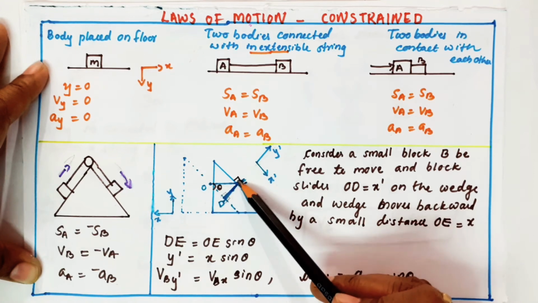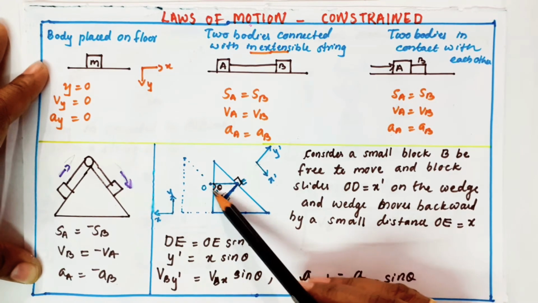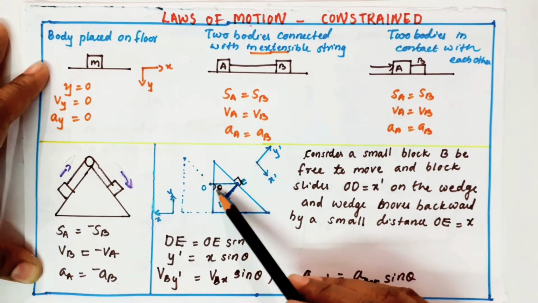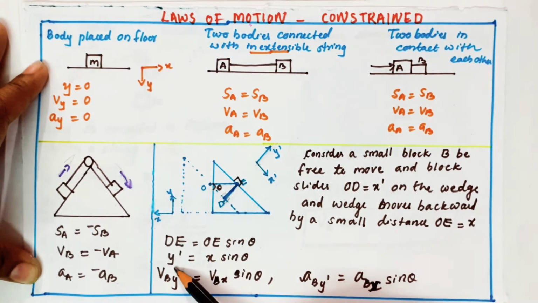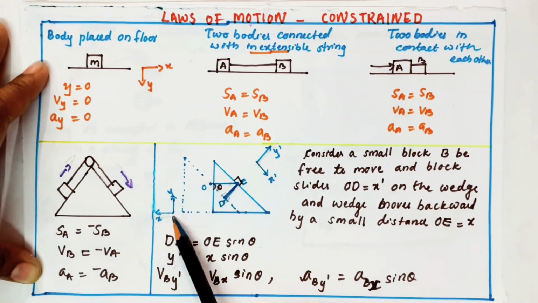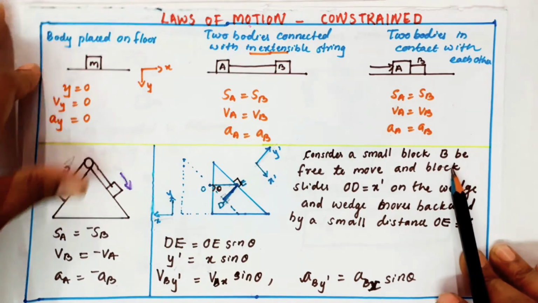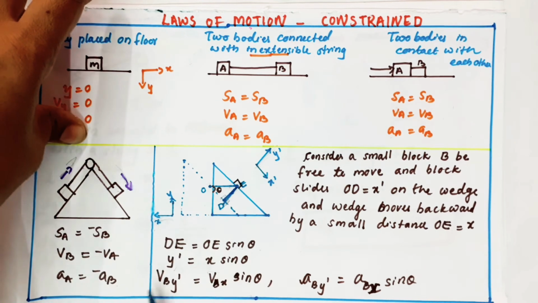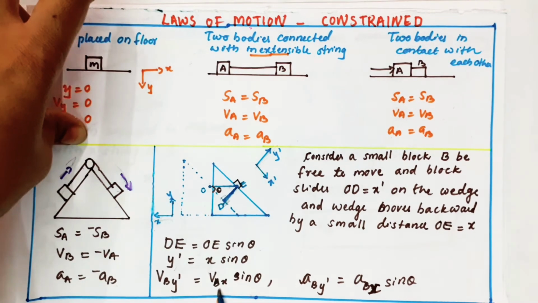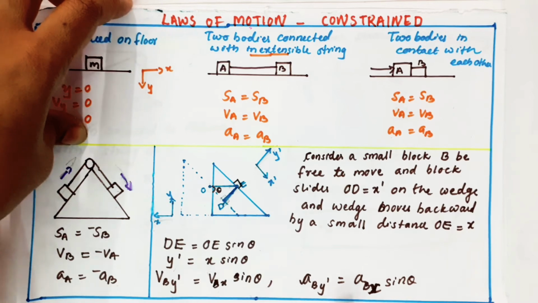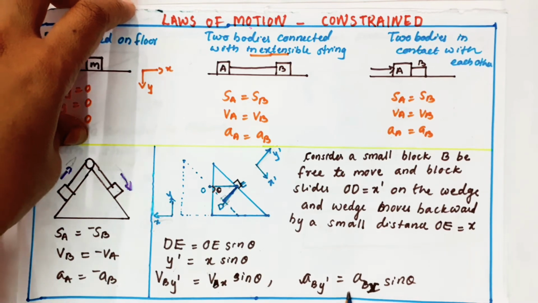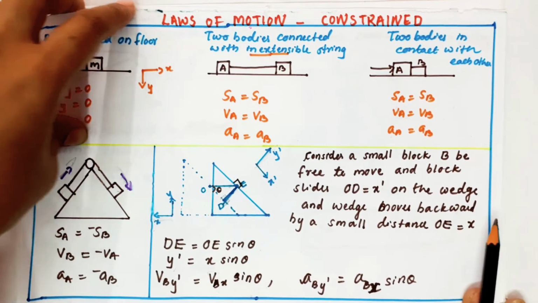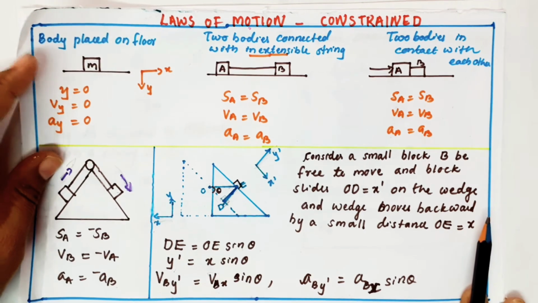Okay, the position of the block without movement should be here, but it moved here. With that I made a right triangle. So DE is equal to OE sine theta. DE, as I told you, is in the y dash direction, and OE is nothing but the x direction, so x sine theta. If you want velocity and acceleration, you can find them by a similar method. For velocity, we can write Vy dash equal to Vx sine theta. If you need the block's acceleration, we can find Ay dash is equal to Ax sine theta. In this form, we can find the velocity and acceleration.